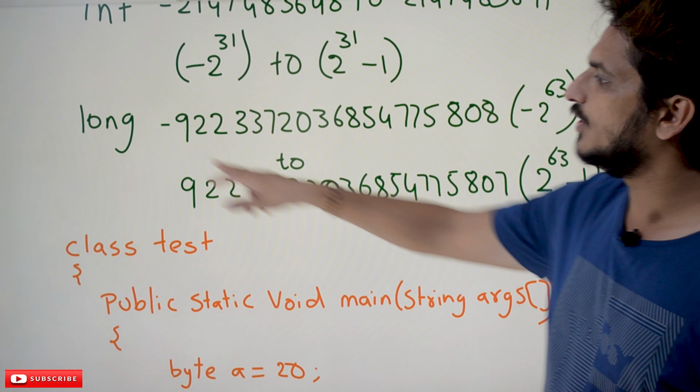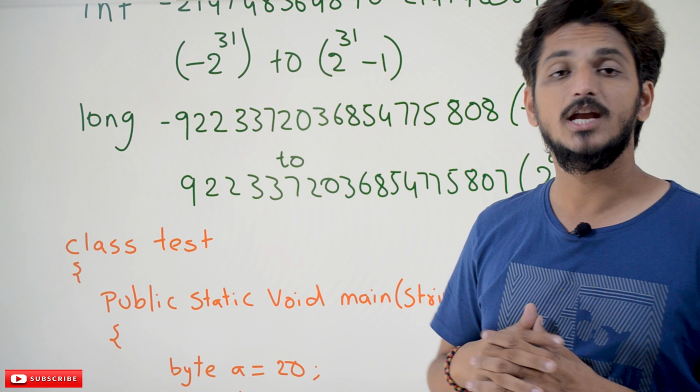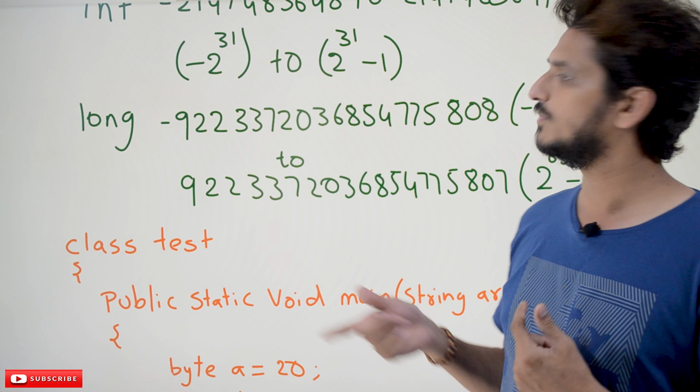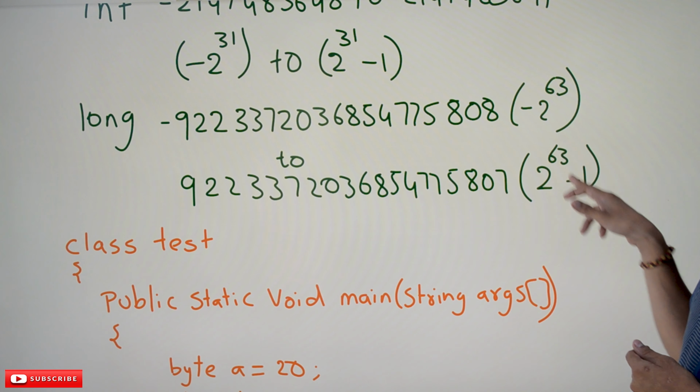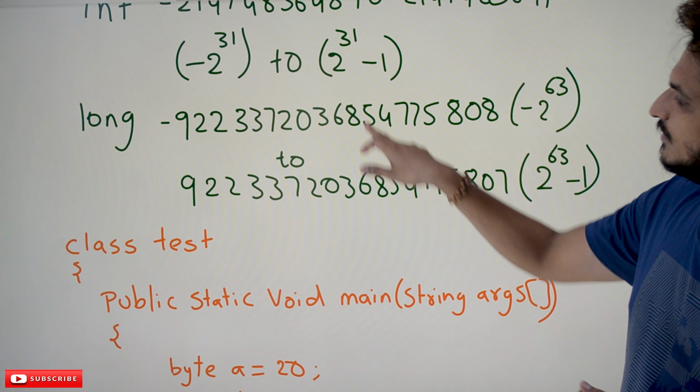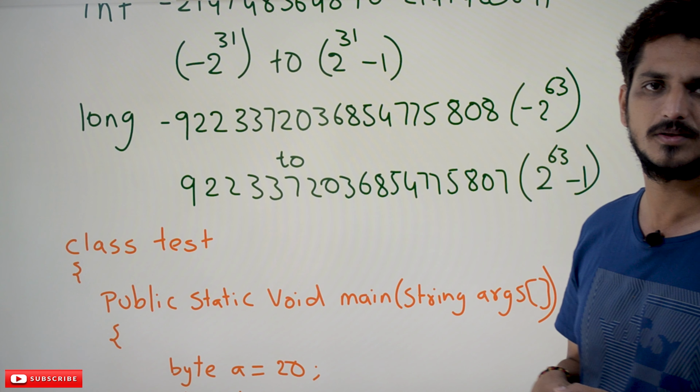Similarly, long is going to take 8 bytes. 8 bytes means 64 bits. 64 bits means the minimum number is minus 2 power 63, and the maximum number is 2 power 63 minus 1. This is the minimum number, this is the maximum number.